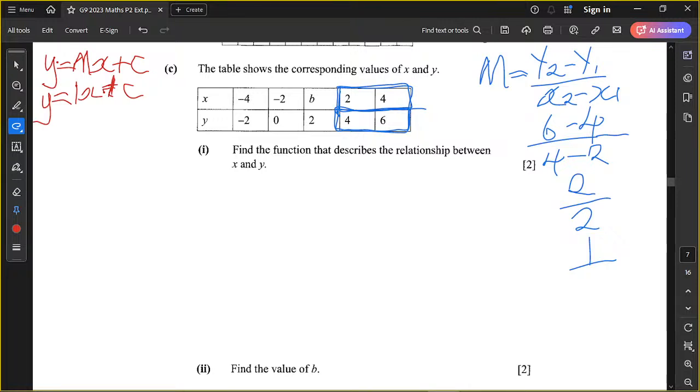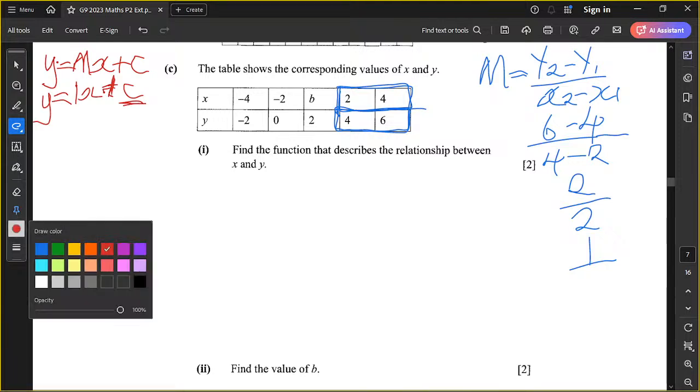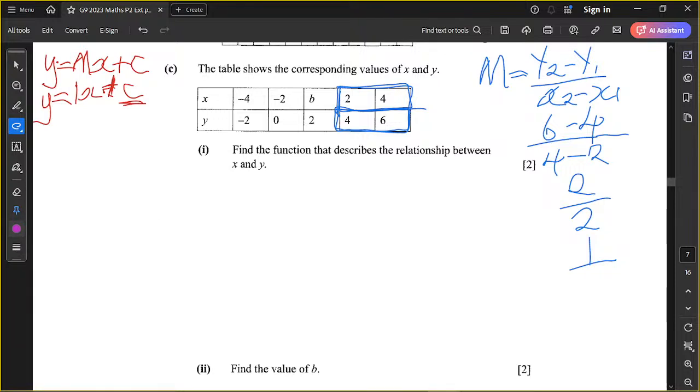Now remember I said x and y will remain just like that. So what do we do? We concentrate now on the constant, which is c. We find the value of the constant. We are going to get the same equation that is there. So we say y is equal to 1x plus c.